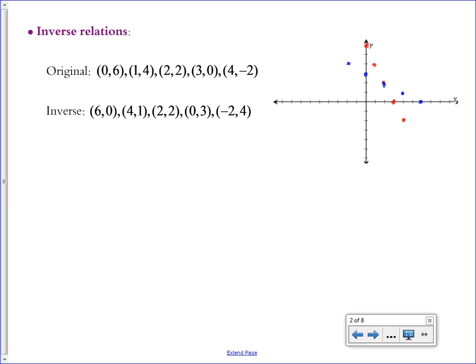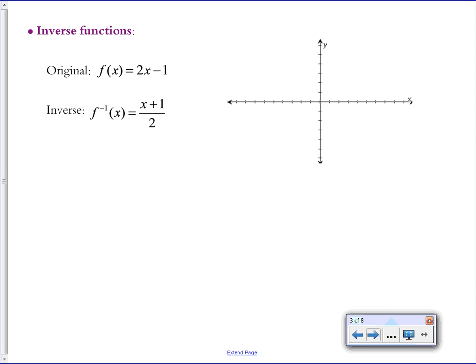Let's talk about this in terms of a function. The original function is 2x minus 1. The inverse of that function is (x plus 1) divided by 2. Let's see what that would look like on the graph. Then I'll show you how you can get these inverse functions by hand if you're asked to find an inverse yourself. So if the original function is f of x, I know that's a linear function, 2x minus 1.